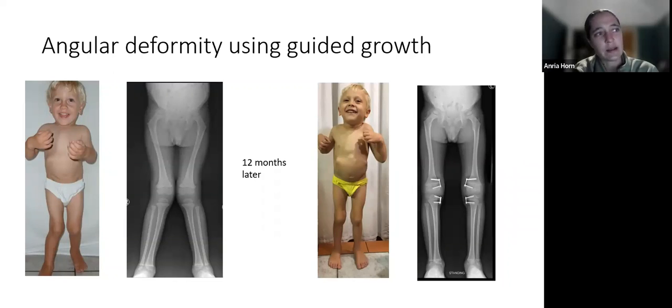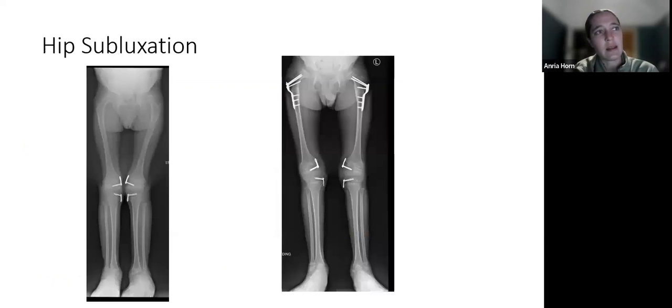I treated these. Obviously, my operation was a lot less impressive, but the results were quite good. So within 12 months, he corrected his deformity completely with guided growth. But then they also developed hip subluxation. So you can see this X-ray is the same patient. His hips are starting to sublux because of the valgus. So I did various osteotomies for them, but also reactivated these guided growth plates to correct the overall varus or valgus of the lower limbs.